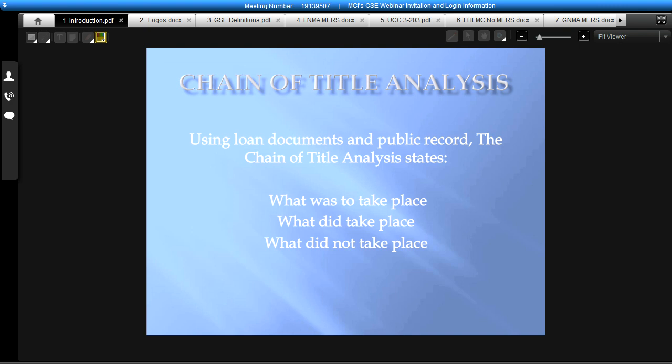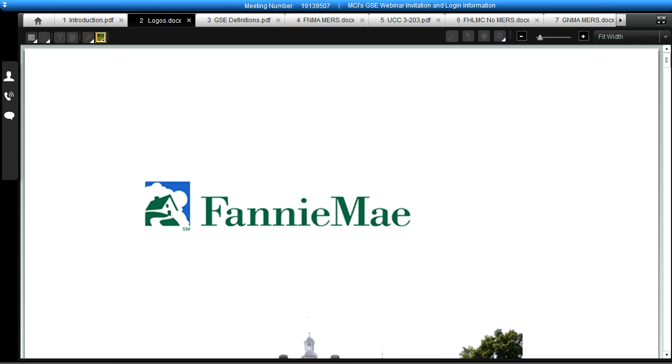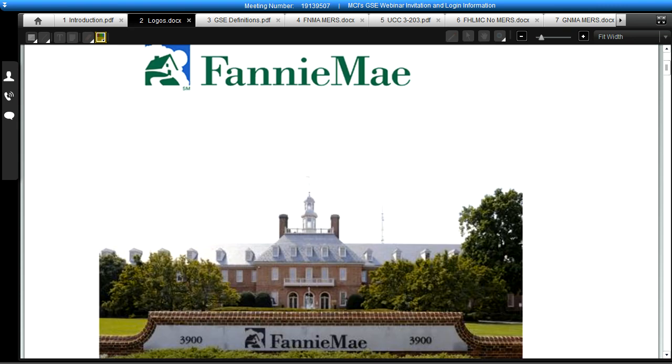All right, so now I would like to go over some information so that everyone is on the same page of knowledge as to what is a GSE, because there's a lot of misinformation out there, along with what is the role of the GSE and who is a true GSE today. So, GSEs are known as government-sponsored enterprises.